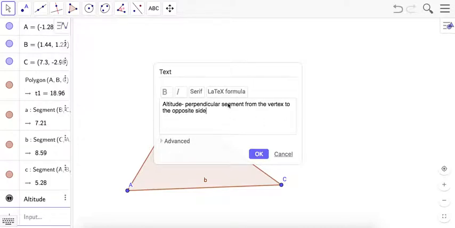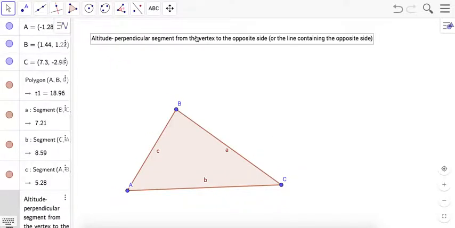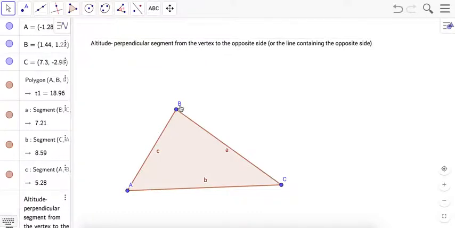So it's perpendicular. Again, if you don't remember perpendicular, that's 90 degrees. It's a perpendicular segment from the vertex to the opposite side, or the line containing the opposite side. And we'll talk about what that means in a minute. I just wanted to throw that out there so we can discuss it. So an altitude is a perpendicular segment from the vertex to the opposite side.